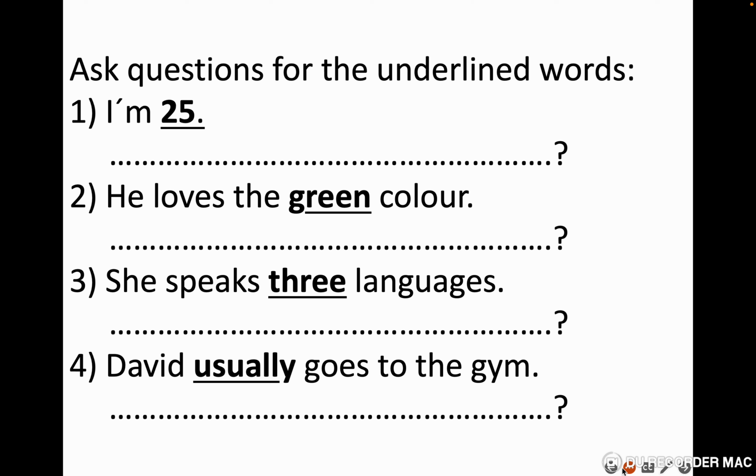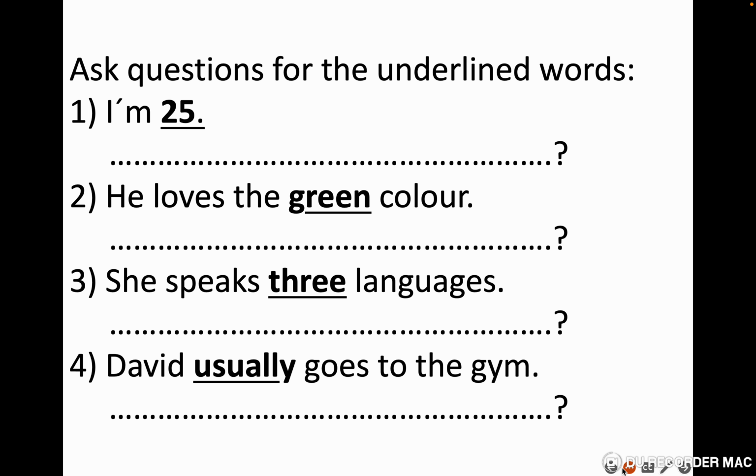Ask questions for the underlined words. This is the last slide. I am 25. As I said in the previous lesson, in the question you don't have the right to write again the word 25. If you write it, your question is not correct. He loves the green color. If you write the word green in the question, it isn't correct. She speaks 3 languages. If you write 3 in the question, it isn't correct. And the last one, David usually goes to the gym. If you write usually, your answer isn't correct.